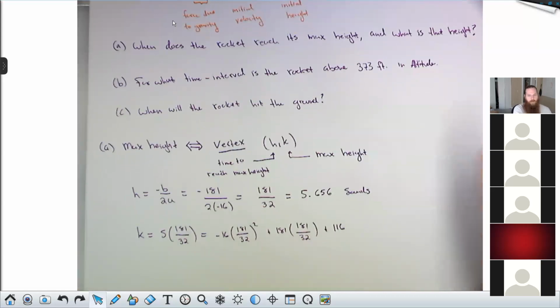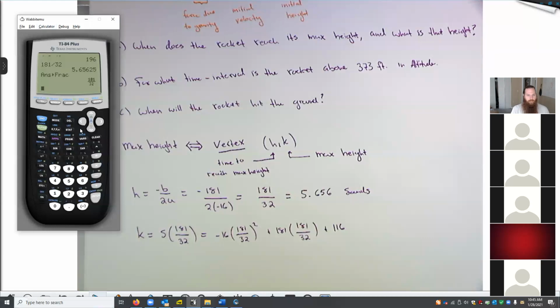And I will let the calculator handle this calculation. Just have to make sure you type it exactly as I've written it here. The parentheses are all important. So this is negative 16 times parentheses 181 divided by 32, close this paren, square it. Then get down out of the power with the over button and hit plus 181 times paren 181 divided by 32, close that paren, and then plus 116.